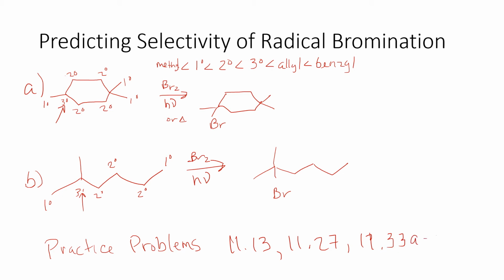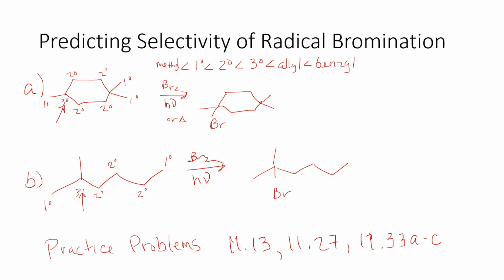11.33 A through C. So again, remember that bromination is more selective than chlorination, and that has to do with the energetics. So remember, it's always after that hydrogen abstraction. So that's the rate determining step.